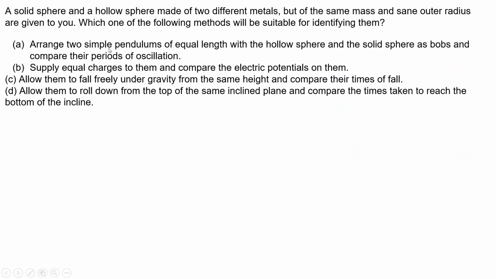Okay, so this is the question. A solid sphere and a hollow sphere made of two different metals but of the same mass and the same outer radius are given to you. So we have a solid sphere and a hollow sphere. Immediately what should come to our mind is that their moment of inertia is actually different, but okay, anyways, let's see what the question is.